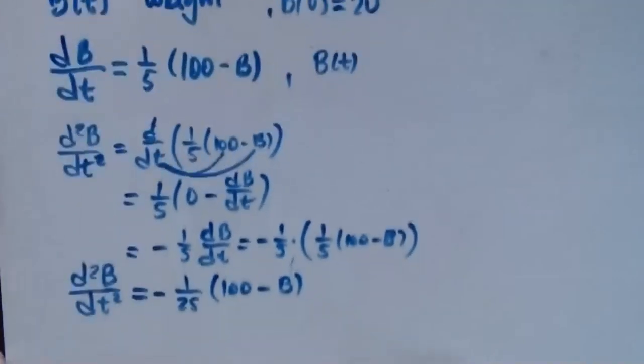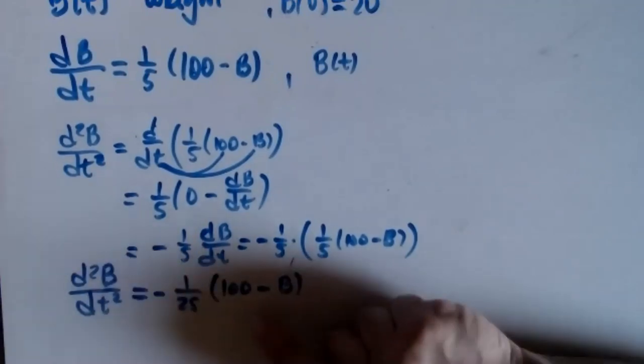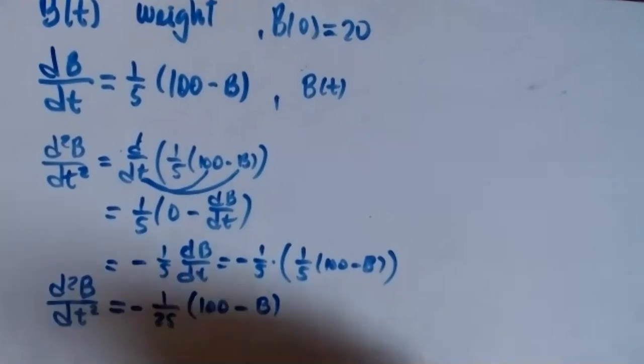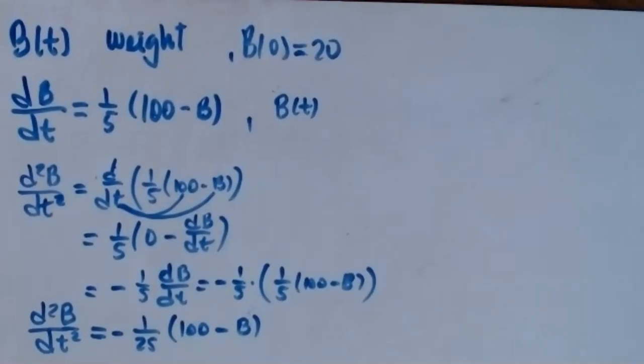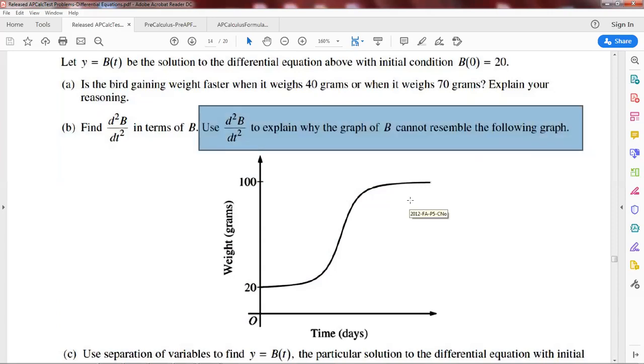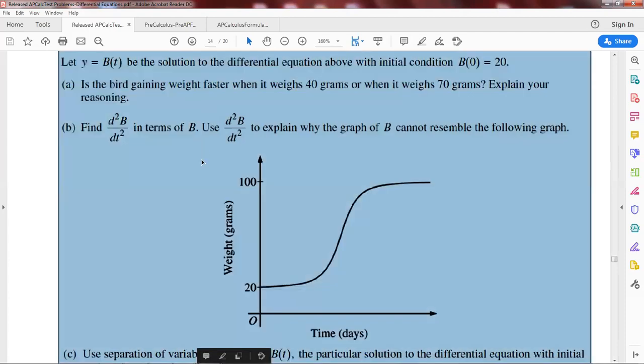Okay, now this is the calculus, right? Now we have to try to interpret this thing, correct? And we have to know why, right? This is, find db/dt in terms of b. We solved this one, so this is possibly 1 point. So you have 1 point already, right? But now you have to interpret the derivative. Use the second derivative to explain why the graph of b cannot resemble the following graph. And this is the graph right here.